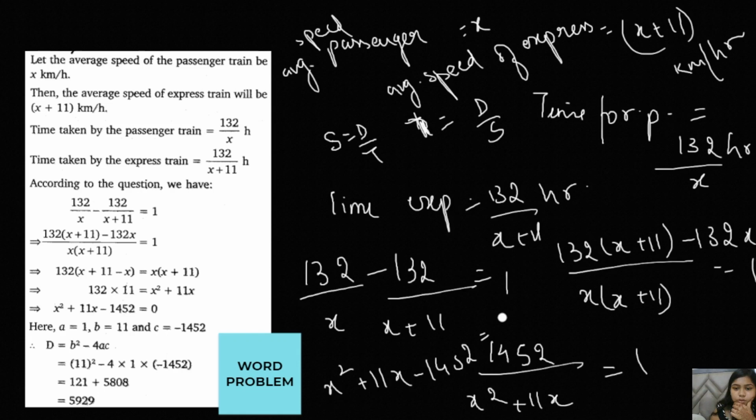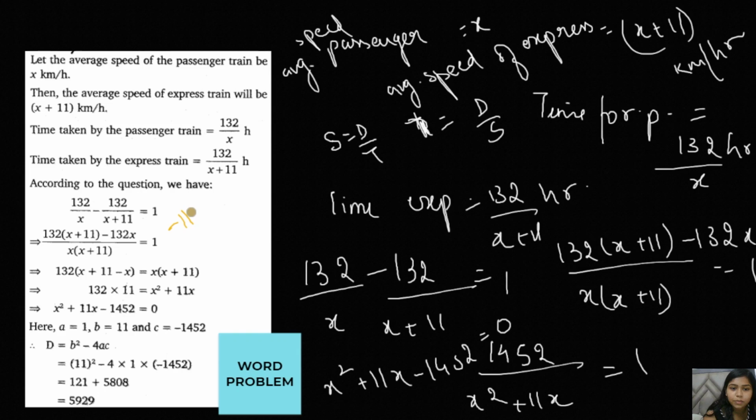How will we solve it? By the quadratic equation method. That is the easiest method I know. So minus 11 plus minus root over 121 minus 4 into minus 1452, divided by 2. So we will be getting 5808 here, and we will be getting 121. So 5929 will be the whole, this is what we are getting here, divided by 2.